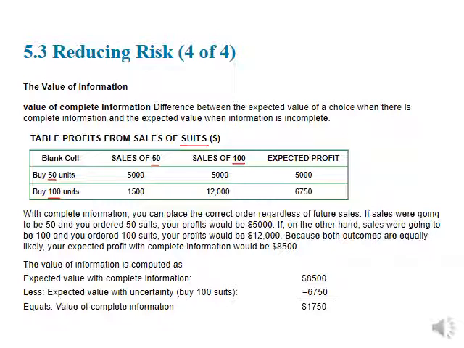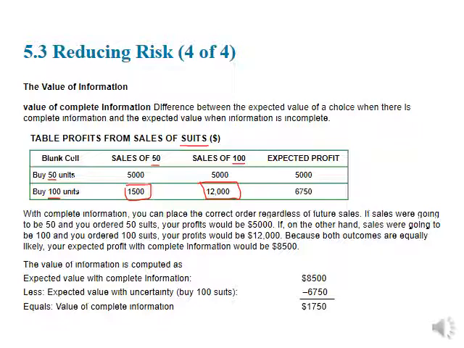If you buy 50 and there's demand for 100, you're leaving money on the table. You're not getting an extra $12,000 in profit. But if you buy 100 and there's only demand for 50, you're losing a lot of money because you have unsold merchandise.